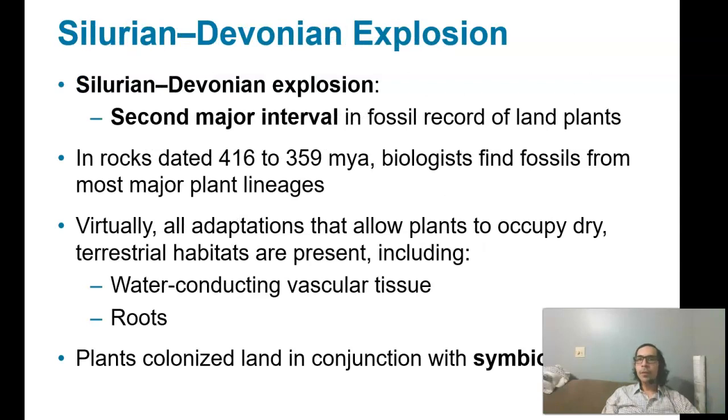In the Silurian-Devonian explosion, which is the second major interval, these rocks are dated from 416 to 359 million years ago. Like I mentioned, virtually all adaptations that allow plants to occupy dry and terrestrial habitats are present during this period. And you can also see that plants colonize land with the aid of fungi.